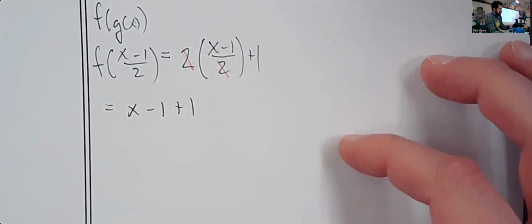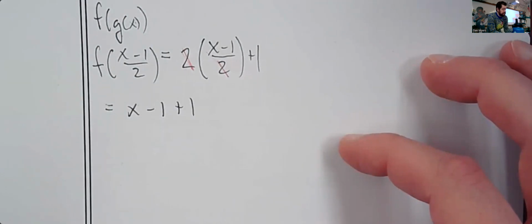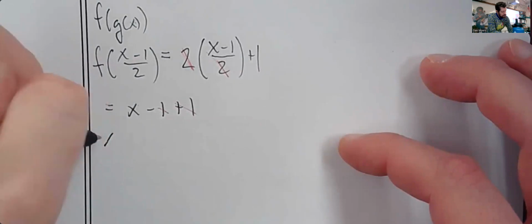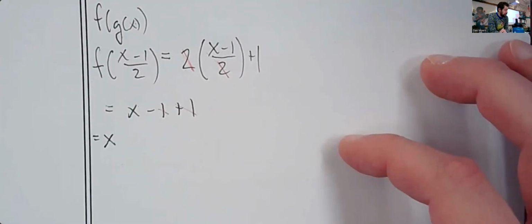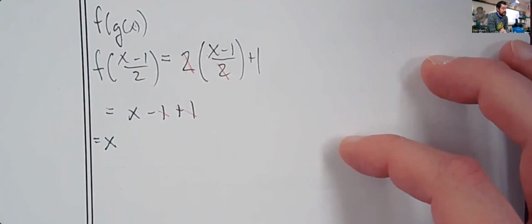What happens to the minus 1 and the plus 1? What's negative 1 plus 1? 0. Yeah, they cancel out. So we're left with x. So f of g of x is x.